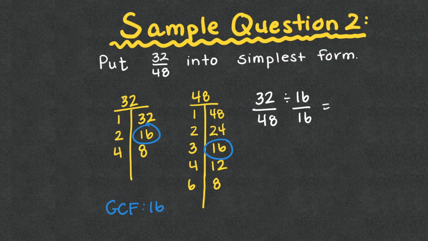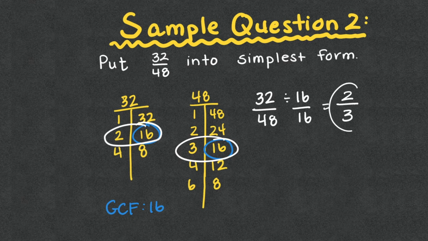Now, some of you may be like, ugh, I don't feel like dividing by 16. Well, guess what? You already did it. 16's partner is 2 for 32. So 32 divided by 16 is 2. 48, you already did it by 16. 3. 2/3. That gives us our simplest form. Again, you'll see that 2 and 3 are next to each other on the number line. Therefore, they're also going to be automatically in simplest form.